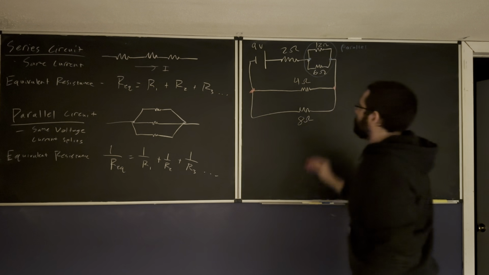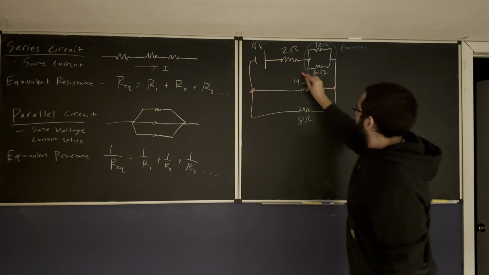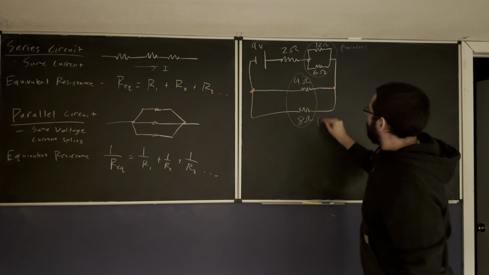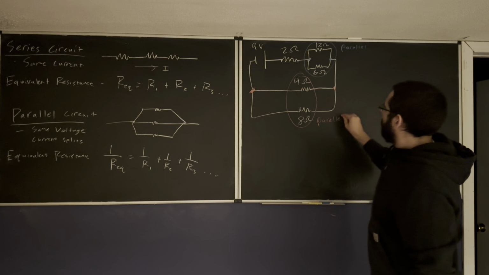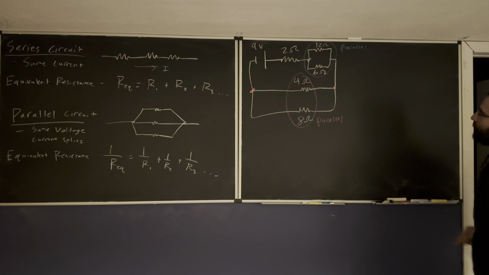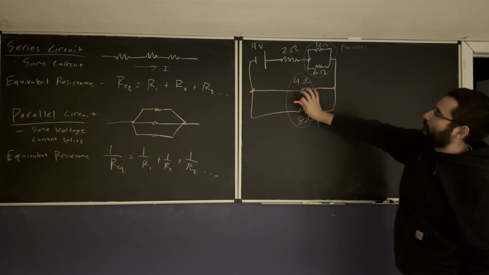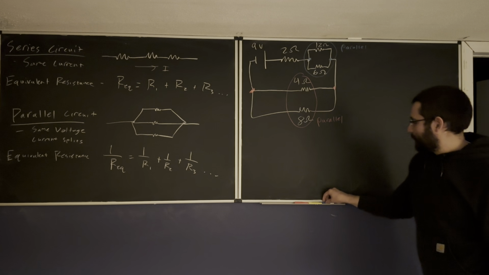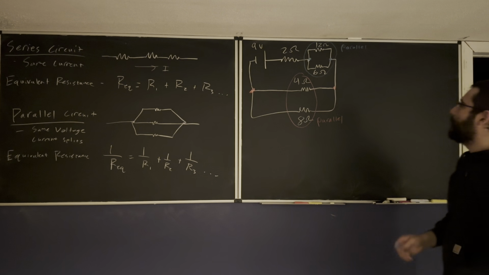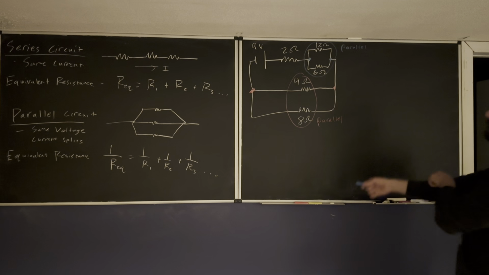Because I have the junctions here, I know that these 2 are in parallel. These are also in parallel, okay? And I'm going to do both at the same time. So I'm going to solve for these 2 in parallel, and I'm going to solve for these 2 in parallel. I'm going to color code it so we don't get lost, right? But this is just how you approach these problems.